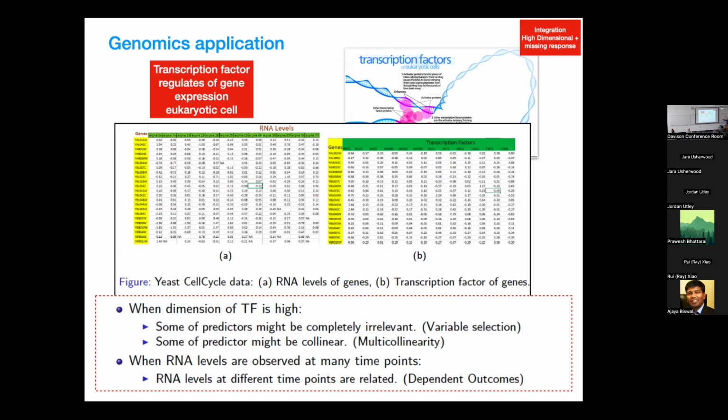As far as the outcome side is concerned, there are the RNA levels at multiple time points. Since we are observing those RNA levels in the same genes at multiple time points, they are often related. And a classical multivariate analysis framework is not equipped to handle these kinds of statistical challenges, for instance, variable selection, multicollinearity, or dependent outcomes.